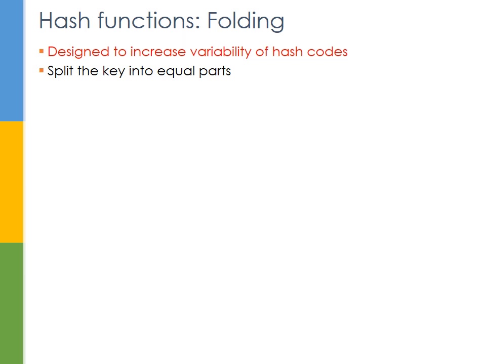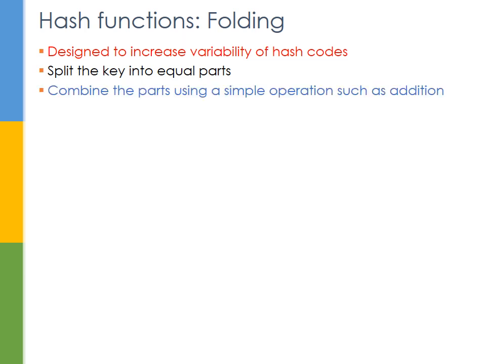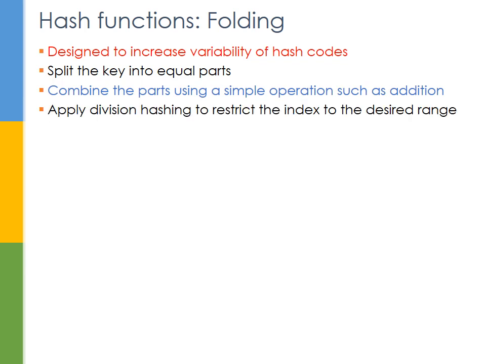So what if we actually wanted to somehow use up the entire uniqueness? What we can do is split the key into parts and then somehow combine these parts into a smaller number. For example, you can just add the subparts. And then once you've squashed your large numeric key into a smaller numeric key, you can still apply division hashing on top of that to restrict the index to the desired table size range.